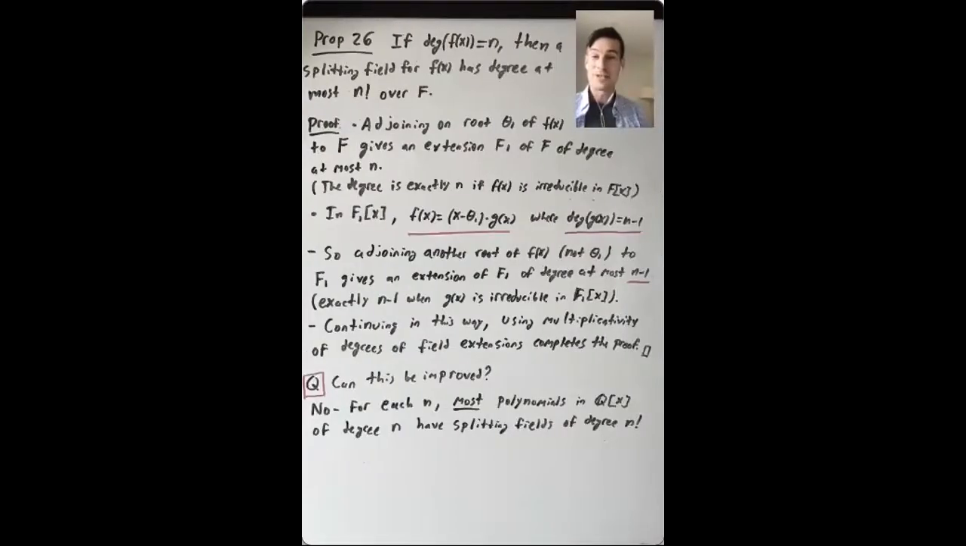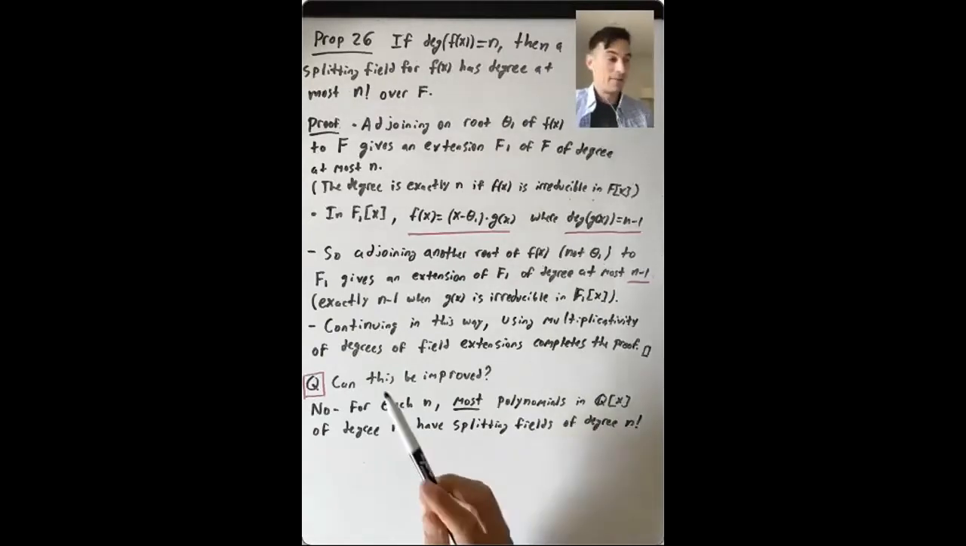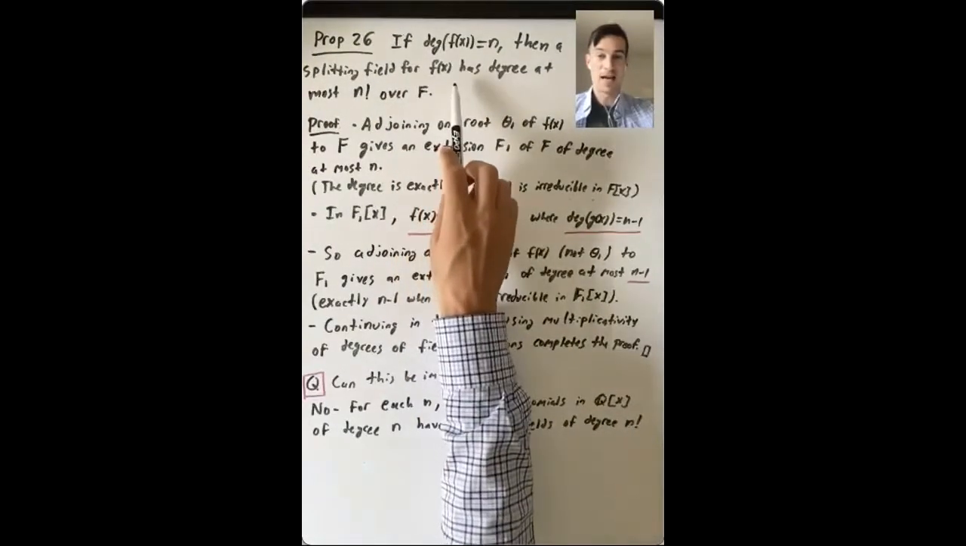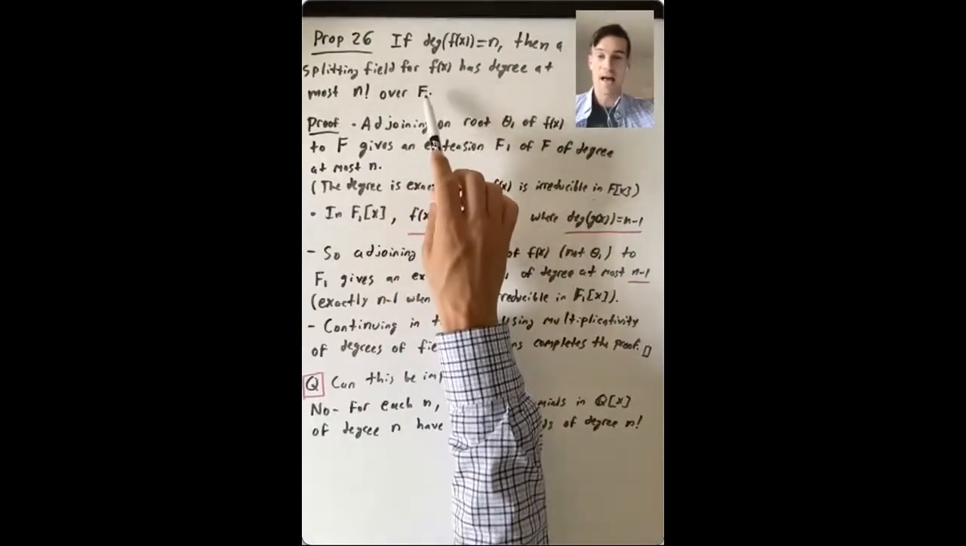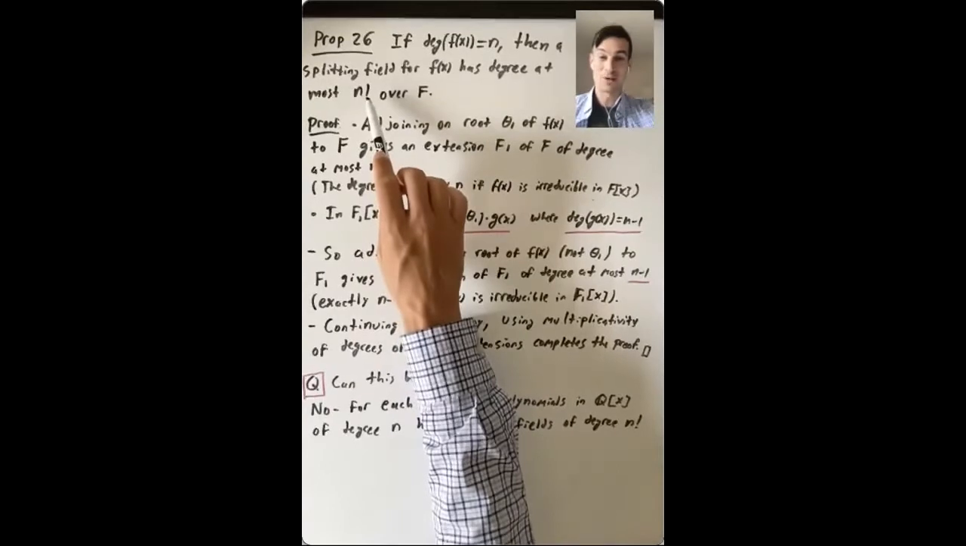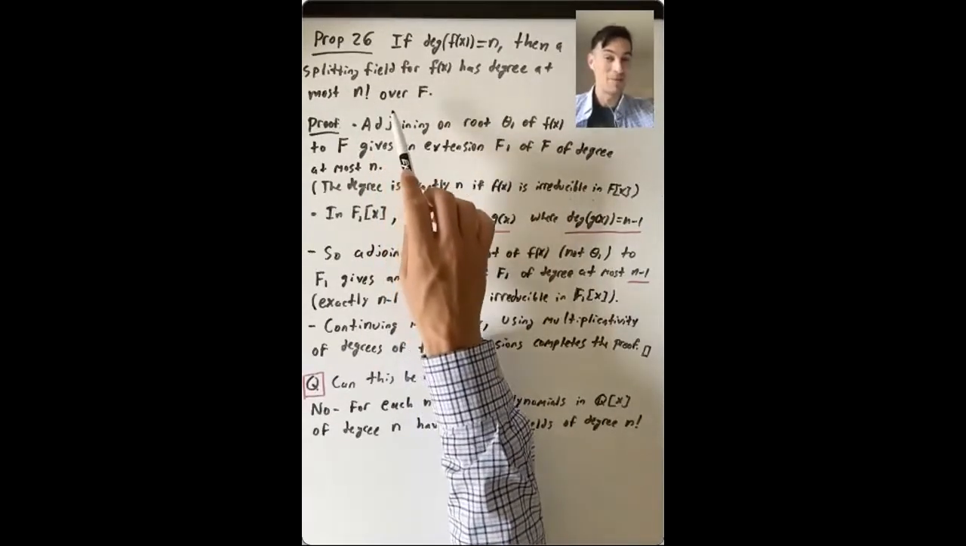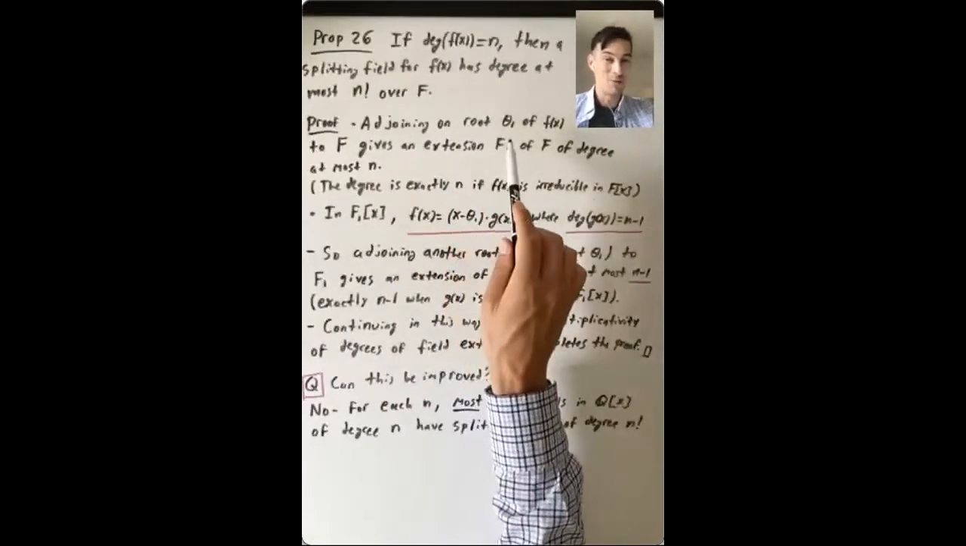Let's prove proposition 26 in section 13.4 about the degree of a splitting field. So if f(x) is a polynomial of degree n, then a splitting field for f(x) has degree at most n factorial over F. Okay, and what is n factorial? It's n times (n minus 1) times (n minus 2) times ... times 2 times 1.